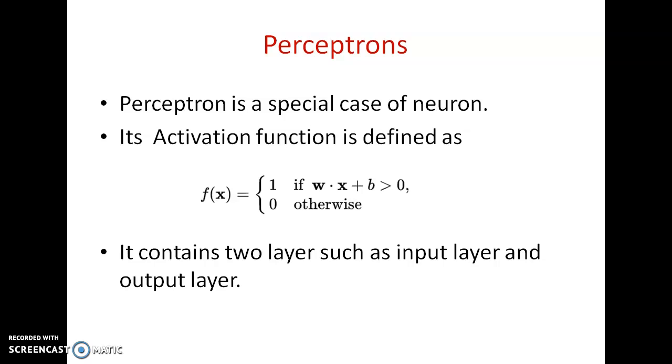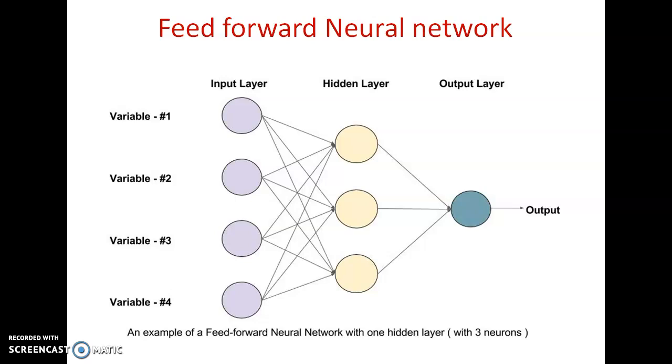So these are some of the formats of the perceptrons. The next one is the feed-forward neural networks, which is another format of this version. A feed-forward neural network is an artificial neural network where the information moves in only one direction, that is forward, from the input nodes through the hidden nodes, if any, to the output nodes.